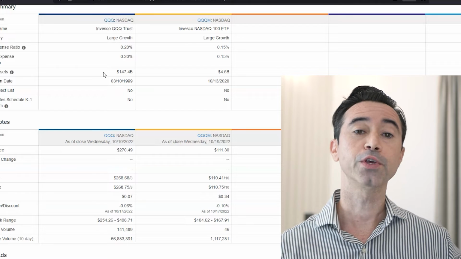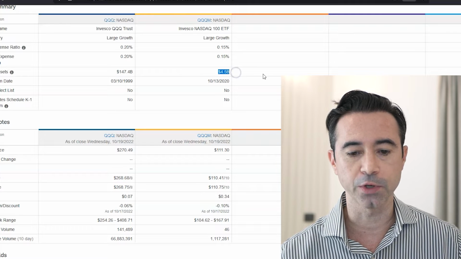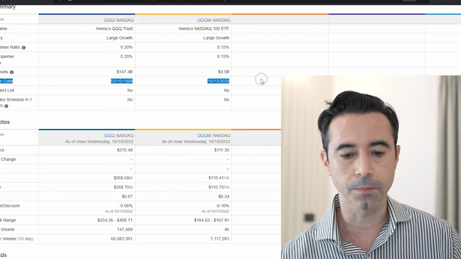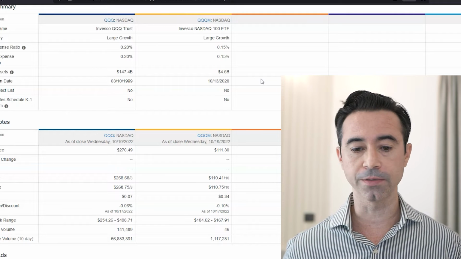Now, there is a caveat here. Let me talk about that. So the thing is, Triple Q, it's a larger portfolio. It's got a lot more money in it, and it's got a lot more volume. More traders or more, let's say, institutional investors are using Triple Q than they are Triple QM. Triple Q has 147 billion in assets under management, and then Triple QM has 4.5 billion. So obviously Triple Q is much bigger than Triple QM.